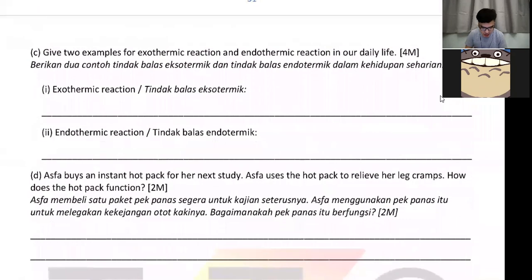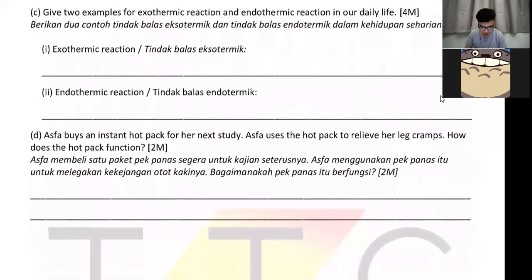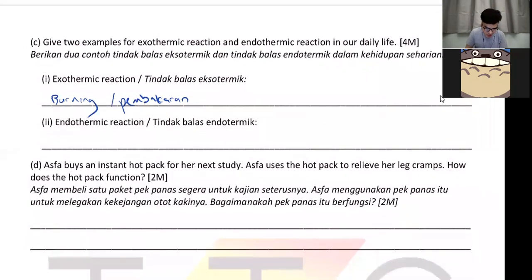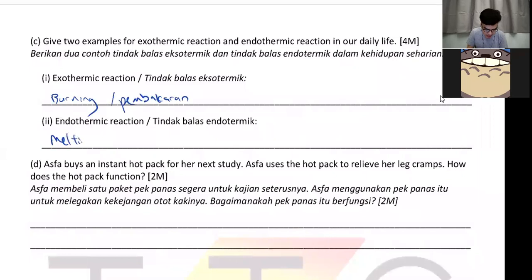So C, give 2 examples of exo and endo in our daily life. Okay, exo is burning lah. Okay, pembakaran. Or if you're feeling fancy, you can say combustion. Okay, combustion is just a very, very posh way of saying burning lah. Okay, endothermic is your melting of ice. Okay, peleburan ais.